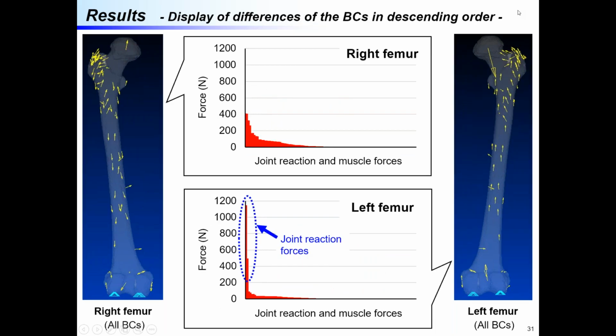And this slide shows the quantitative display of differences of the boundary conditions in descending order for the right and left femur. As you can see, the difference of boundary conditions and their tendency are symmetry between the right and left femur. Improvement of the joint reaction forces was significant and seems to be dominant in the left femur, while more muscle forces changed in the right femur.